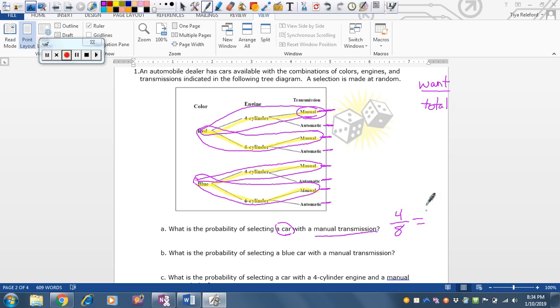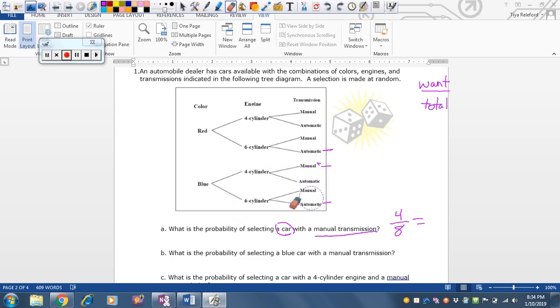Now we got to simplify that. We can't leave it the way it is. So if I simplify 4 and 8, I can divide them both by 2 or by 4. Four divided by 4 is 1, and 8 divided by 4 is 2. The probability of selecting a car with a manual transmission is 1/2.